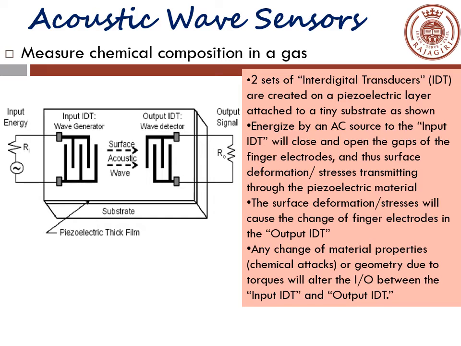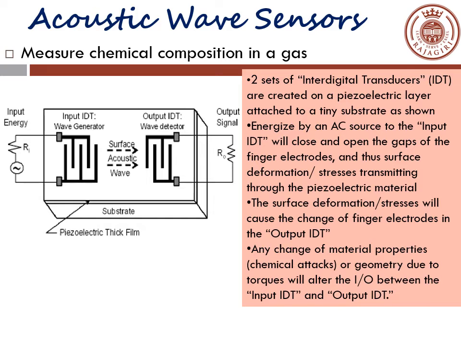On the piezoelectric film, you are going to have a structure known as IDT, the interdigital transducer. Two sets of IDT are created on the piezoelectric layer, which is attached to a substrate. Now you can see the two sets of interdigital transducers, the input IDT and the output IDT. The input IDT is energized by an AC source. In the diagram you can see the input energy.